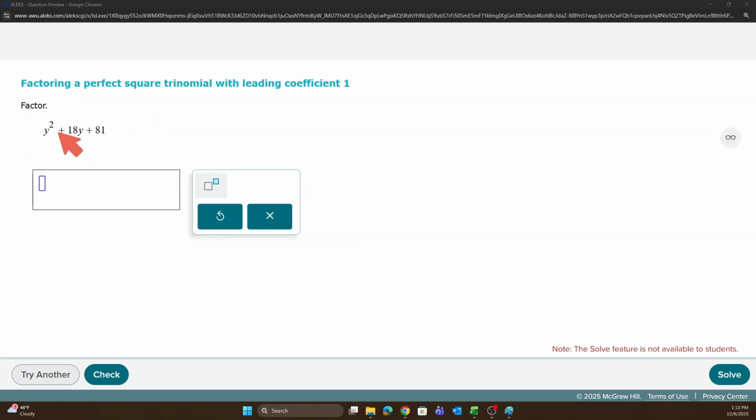So here we have a trinomial, and it's a perfect square trinomial. So you can do this in one of two ways. You can remember that we have a formula that says a plus b squared is a squared plus 2ab plus b squared.